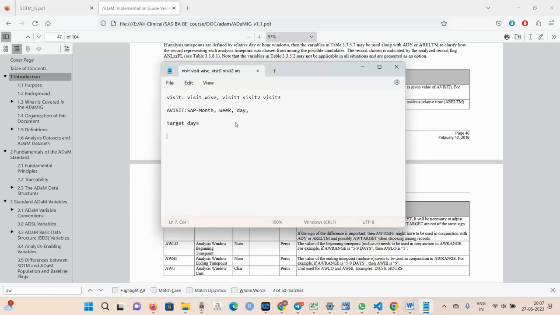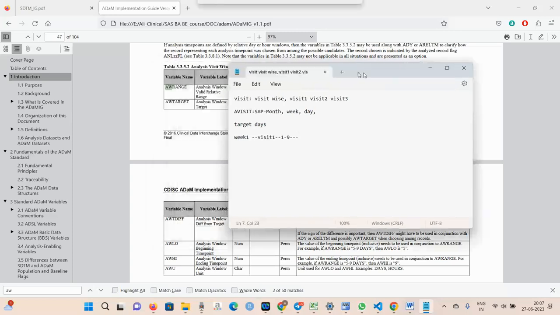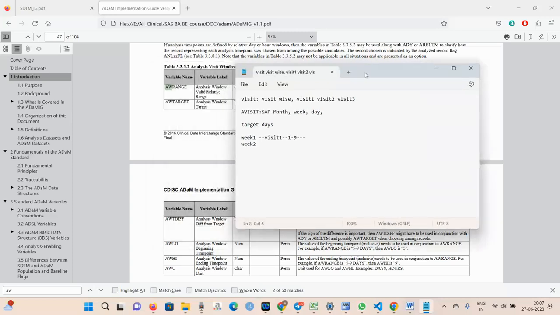For example, week 1: the target day will be, let's say, 1 to 9. I'm just talking about week 1. So if your visit 1 falls inside these days, 1 to 9, these are the target days. Like that, week 2, perhaps, if your visit comes in 10 to 20.